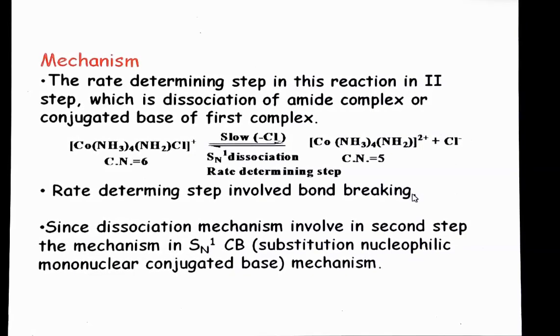Since a dissociation mechanism is involved in the second step, the mechanism is called the SN1CB mechanism, and the meaning of CB, I am hoping you understood, because this whole reaction is based on the SN1 mechanism, but a conjugate base is formed, so it is called the SN1CB mechanism: substitution nucleophilic unimolecular conjugate base mechanism.